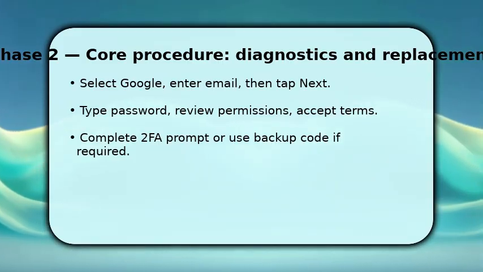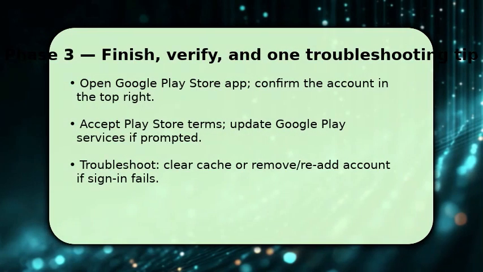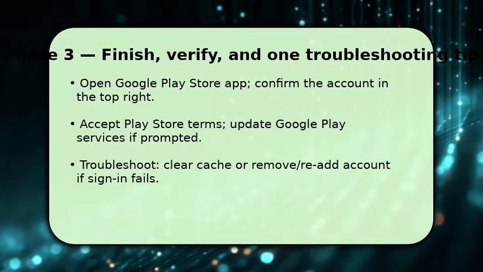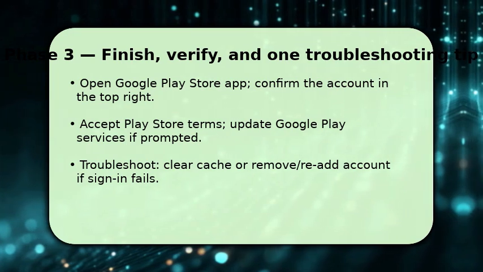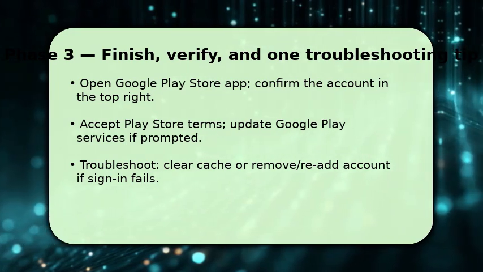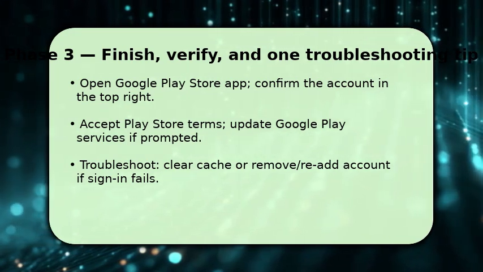Finally, open the Google Play Store app. You should see your account avatar in the top right, which confirms you're signed in. Make sure to accept any Play Store terms and allow updates to Google Play services when prompted. These keep app installs working correctly.